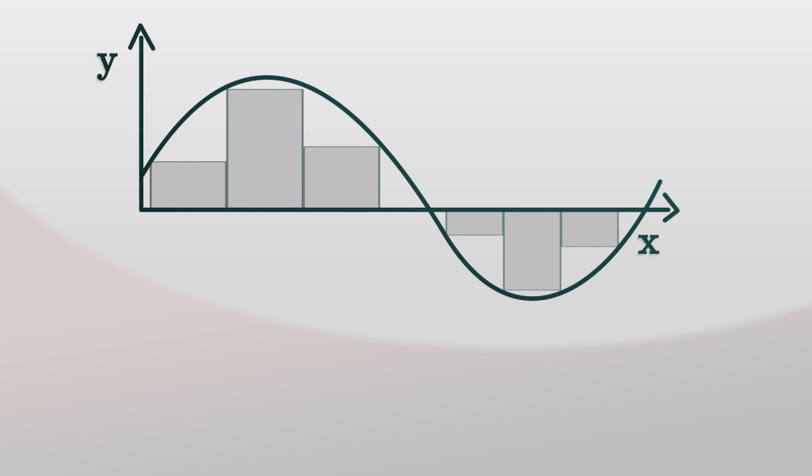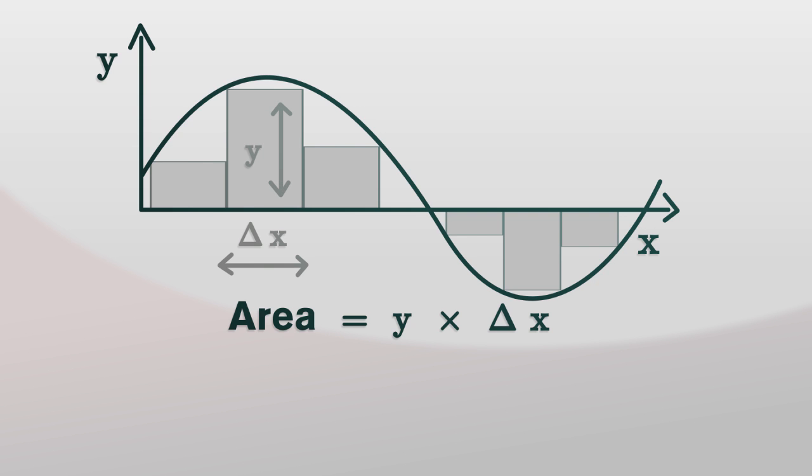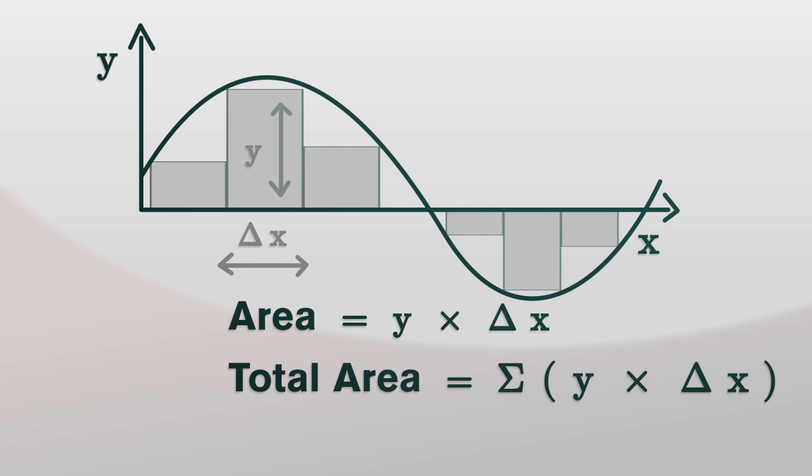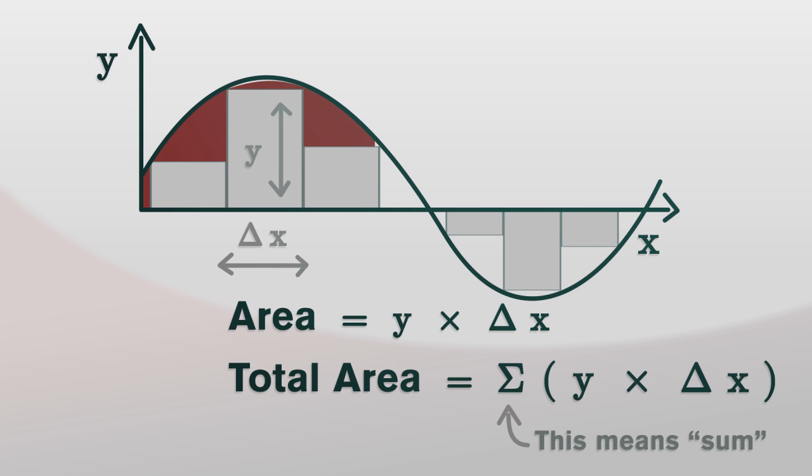From the last video, we saw that we often use the Greek capital letter delta to represent change. So we can express the width of these rectangles as the change in x, delta x. The height of each rectangle is the value of y at that point, so each rectangle has an area of y times delta x. The area of all rectangles together is therefore the sum of these rectangles. The Greek letter sigma is usually used to mean sum, so the total area is the sum of y times delta x. But we can see that we are missing out on all this area.